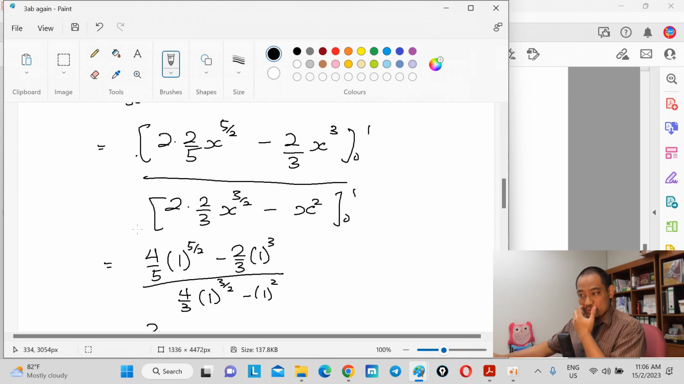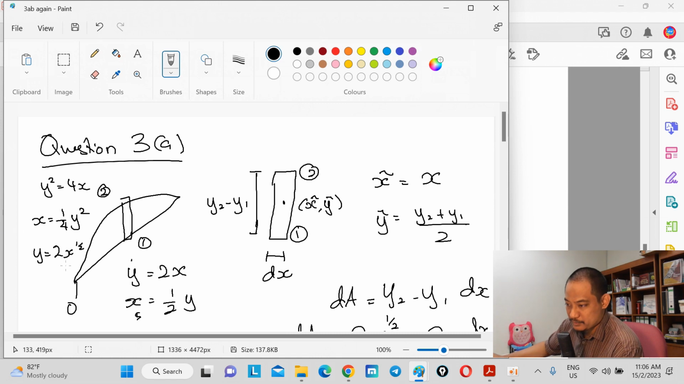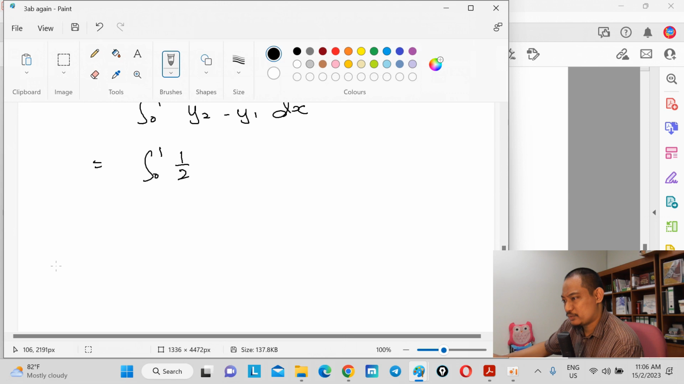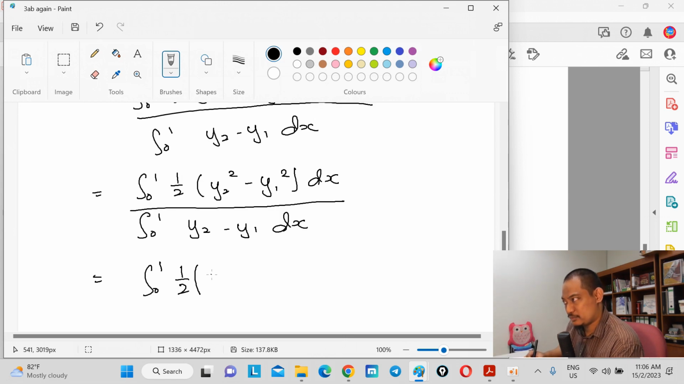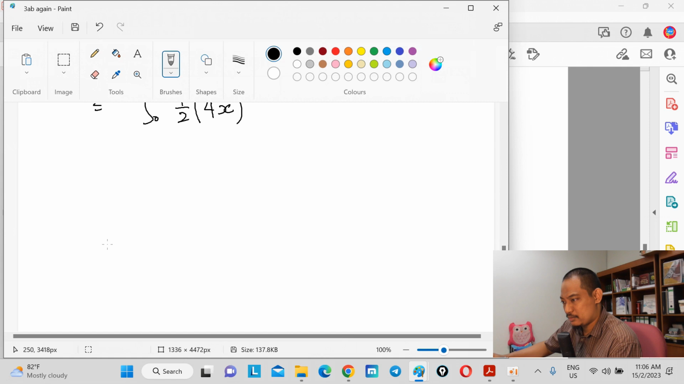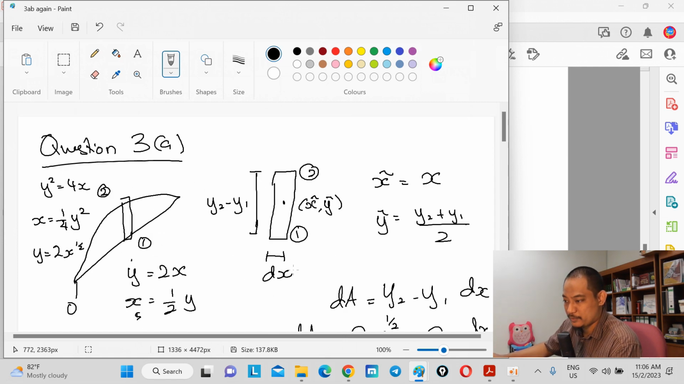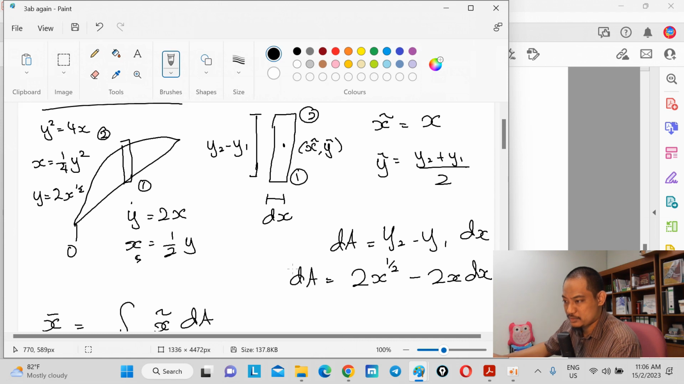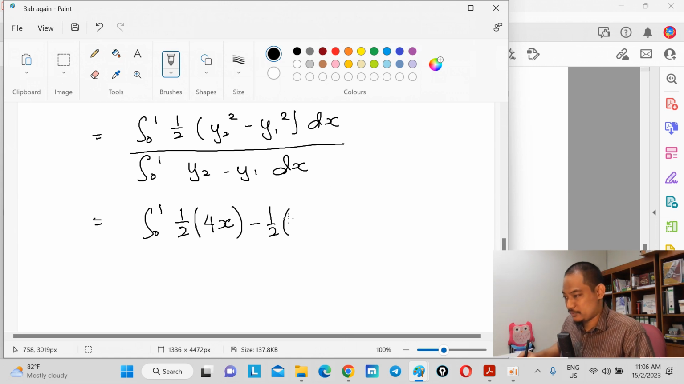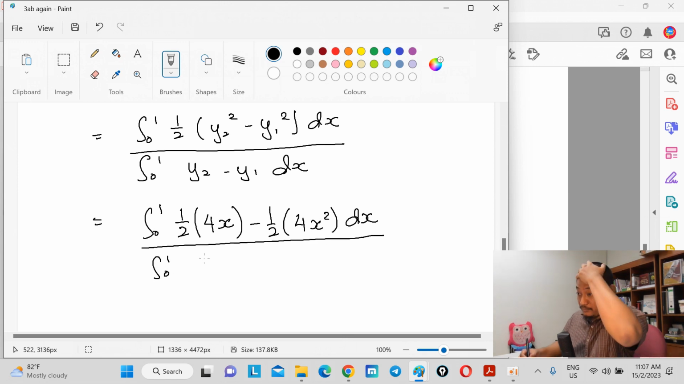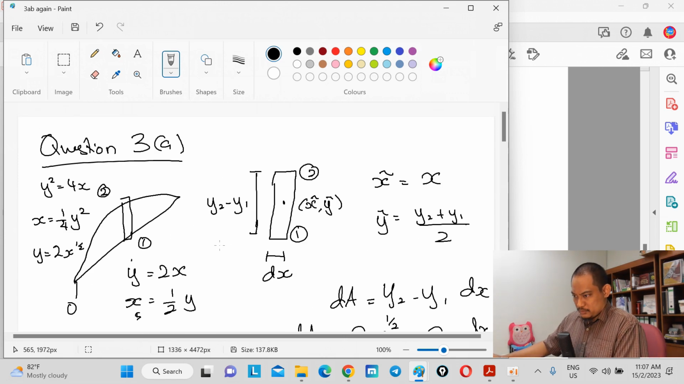Okay, so if you exchange y2 into x, y is 2x to the power of half, so it becomes 4x. Basically, y squared is 4x. And then minus half times y1 squared. Y is 2x squared, becomes 4x squared, right? dx. And y2 is 2x to the power of half.